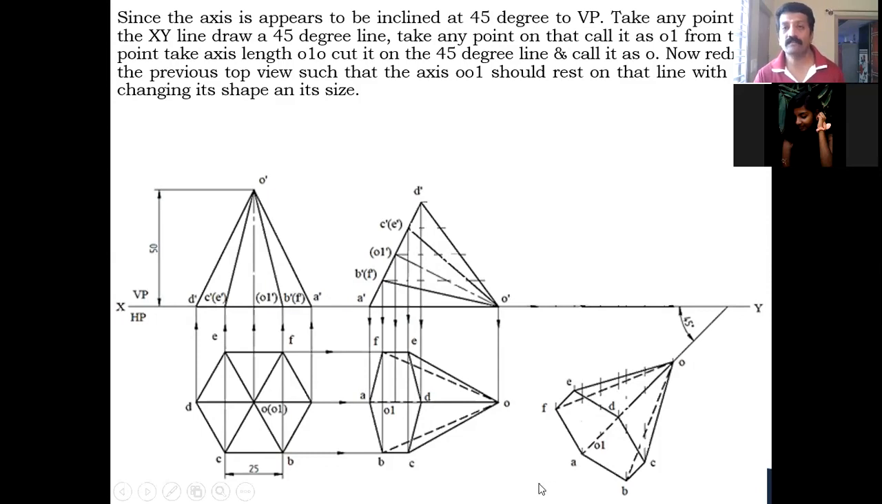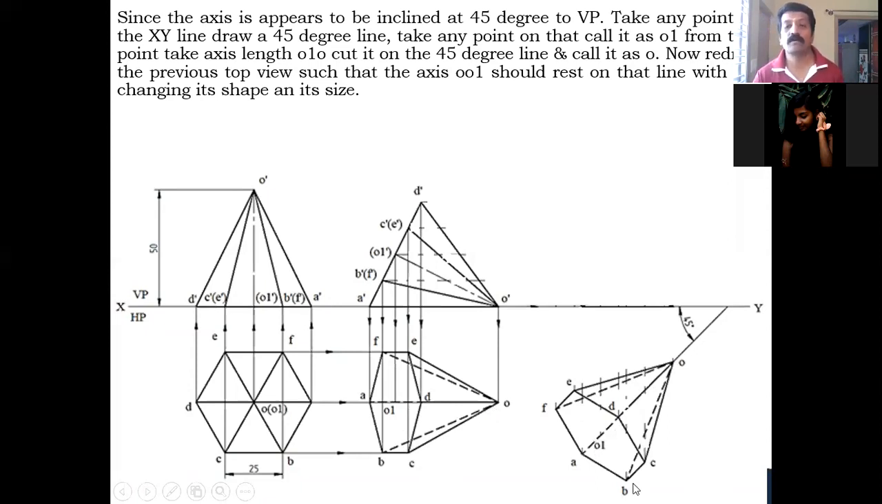Draw a 45-degree line in any direction, either this direction or this direction, on your XY line, right side. Then on that line you take the apex point, call that O. O to O1 distance you take, cut it here. So now the axis is fixed here. Now what should you do? You should redraw this apparent shape of your hexagonal pyramid such that this O1 coincides on this 45-degree line. Like that you have to redraw it.